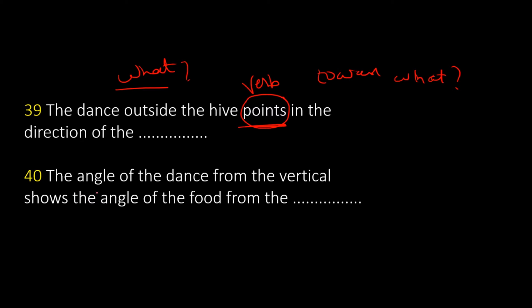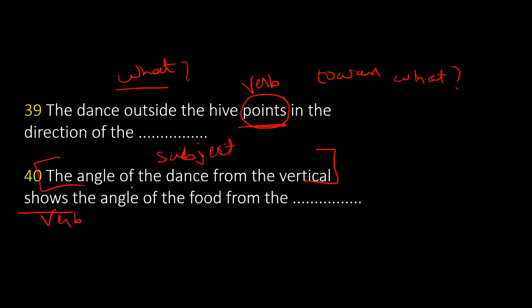Looking at the next one, the angle of the dance from the vertical shows the angle of the food from the blank. You see, shows is the verb here, which we have to take care of. What shows what, or in what angle? So the angle of the dance from the vertical is one subject in a kind of structure. This is a whole subject, and we have the verb, and then we have the object. Subject shows the object. The angle of the dance from the vertical shows the angle of the food from the blank. See how easy it gets.